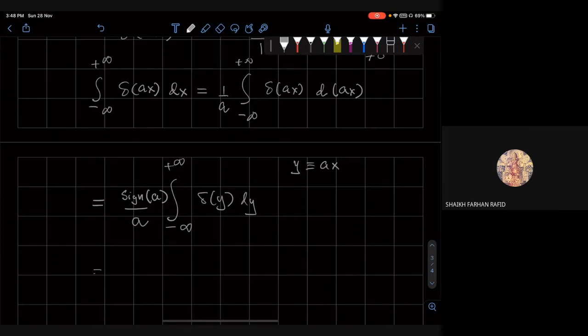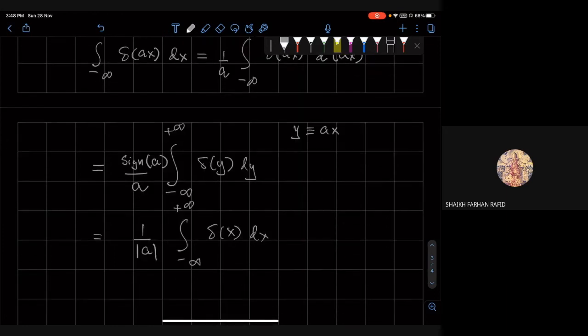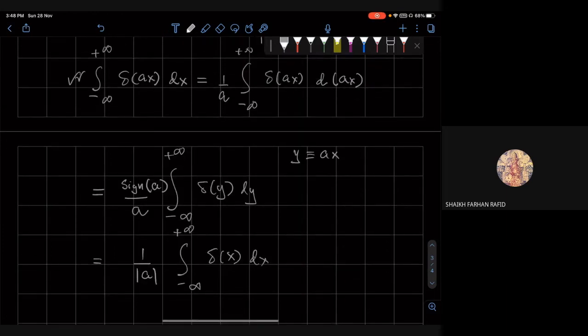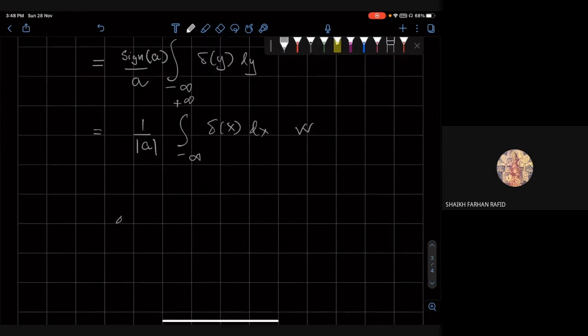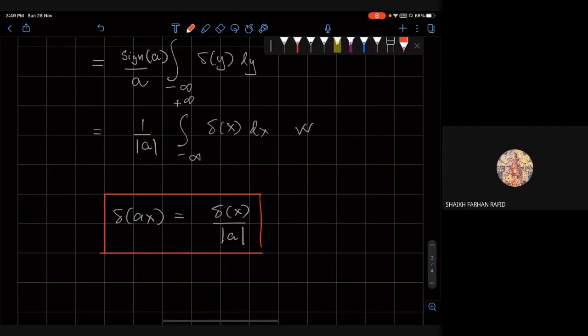So, what is this thing? This is nothing but 1 over modulus of a, right? And then y is just a dummy variable. I can rewrite this integral in terms of x, right? So now if I compare the left-hand side and the right-hand side, we see that delta of a x is equal to delta of x divided by the modulus of a. Okay, so this is a nice little identity that is actually very important. The next identity is even more important, but the next identity depends on this identity.